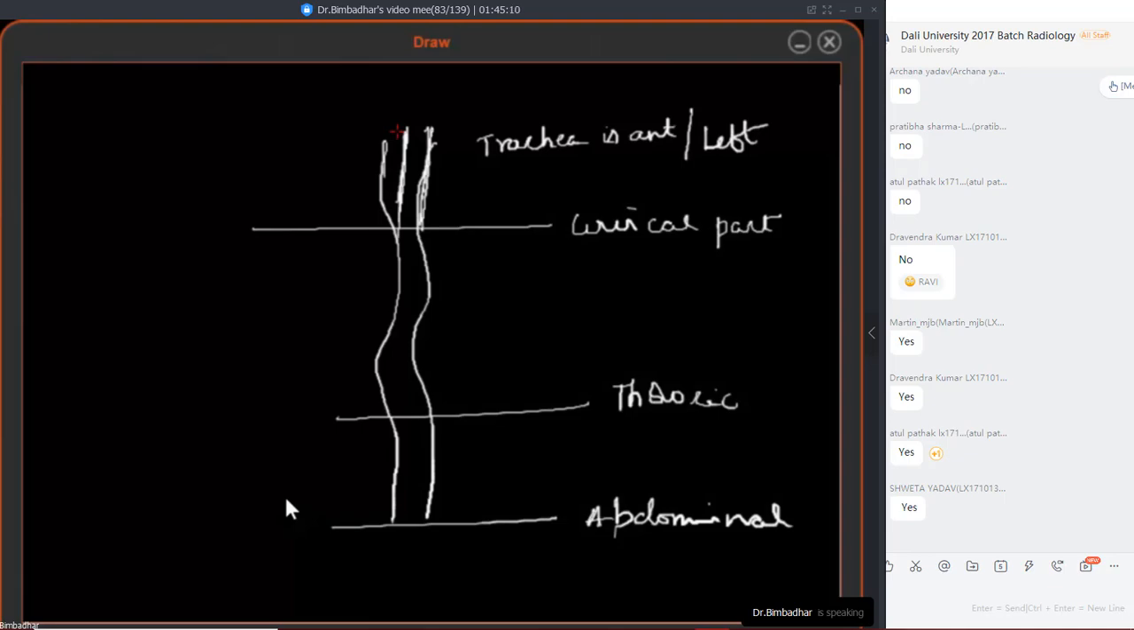And then in the thoracic part also, the trachea is anterior, but it is present more on the right. At this level the carinal angle has happened, so that's the reason it became more towards the right.